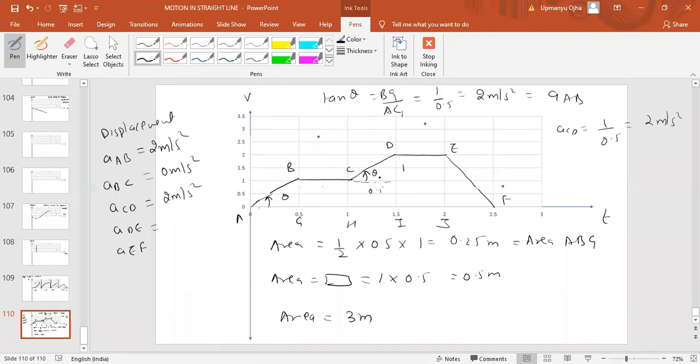What is the acceleration of DE? It will be equal to 0. Yes, very good. So acceleration of DE is equal to 0 meter per second square. What is EF now? What is the EF value? Minus 4 meter per second square.